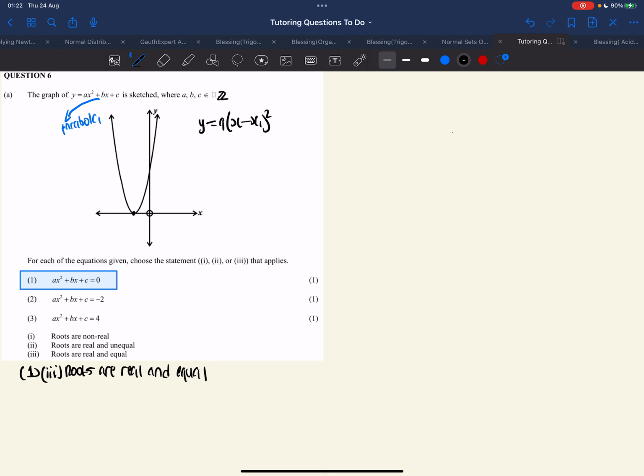All right, I hope that you understand the explanation to why number one correlates with the third statement there.